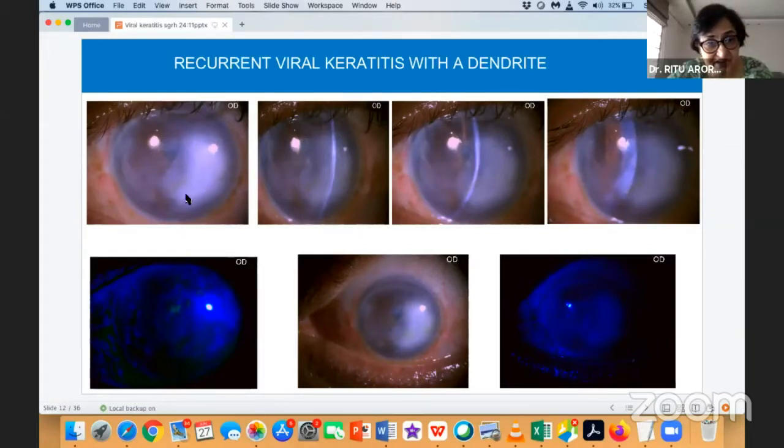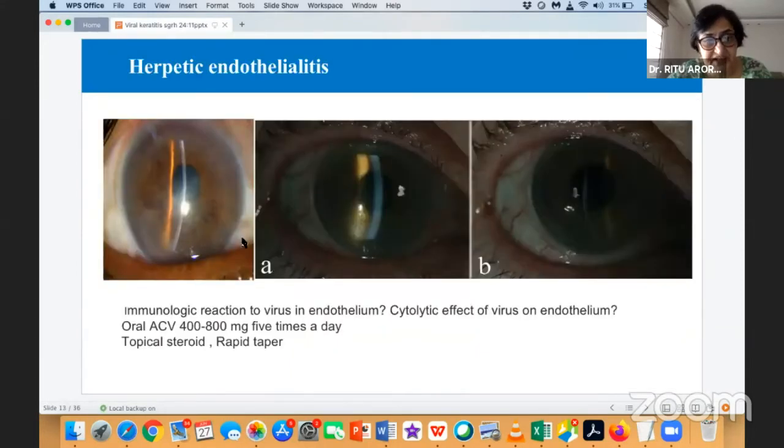Recurrent viral keratitis may present to us with a dendrite at times, and it has to be treated. Herpetic endothelitis may present in this form when there is a deep stromal edema, and as you can see, they have KPs, which we see on indirect illumination, whether it is an immunological reaction to the virus or a cytolytic effect of the virus on the endothelium. We treat these patients with oral antiviral, 400 or 800 mg 5 times a day, with steroids when they're stain negative, which they usually are.